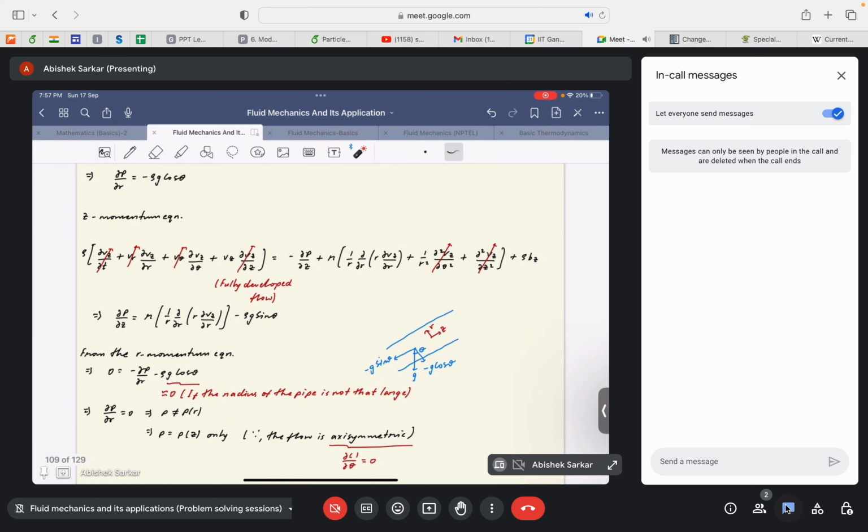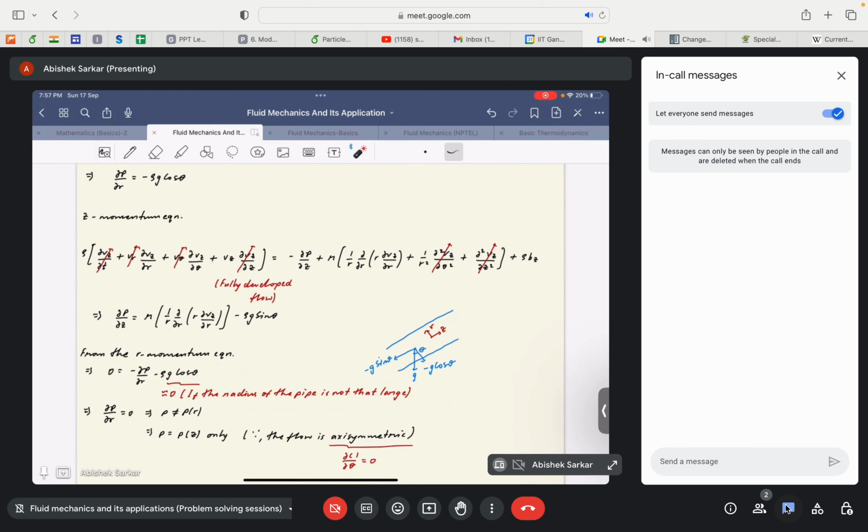Okay, so from the r momentum equation we saw that ∂P/∂r is equal to minus rho g cos theta. I just took all the terms on the same side, but as I told, if the radius of the pipe is not that large, then this cos theta component is actually very small, obviously compared to the sin theta component. So we can ideally take this to be 0.